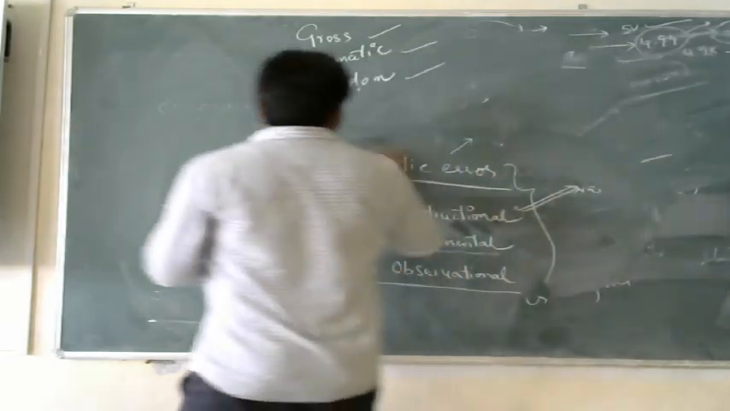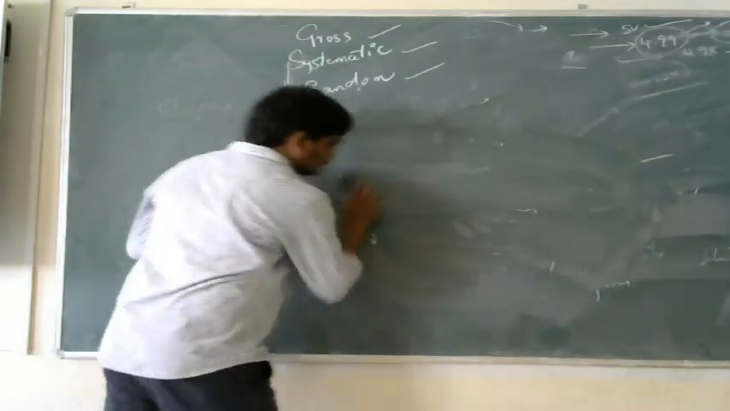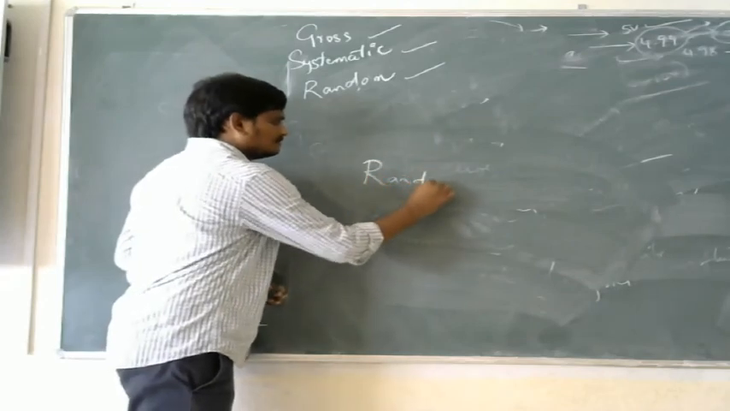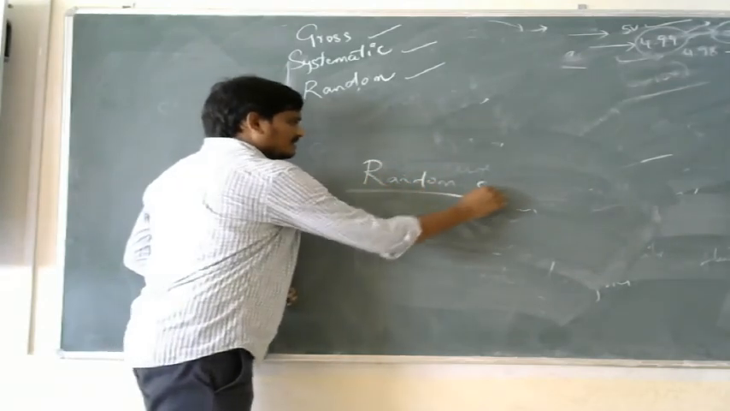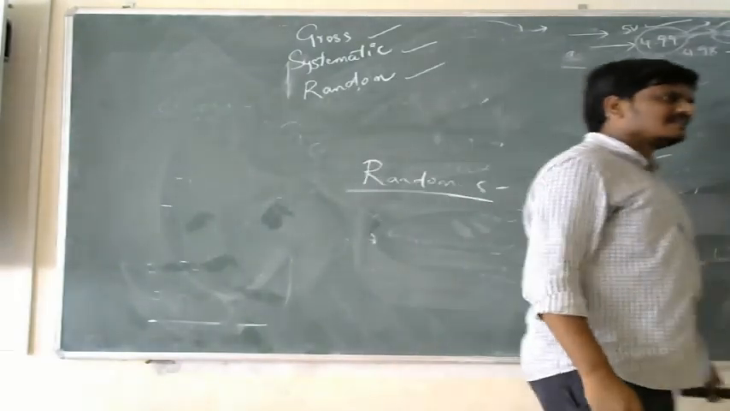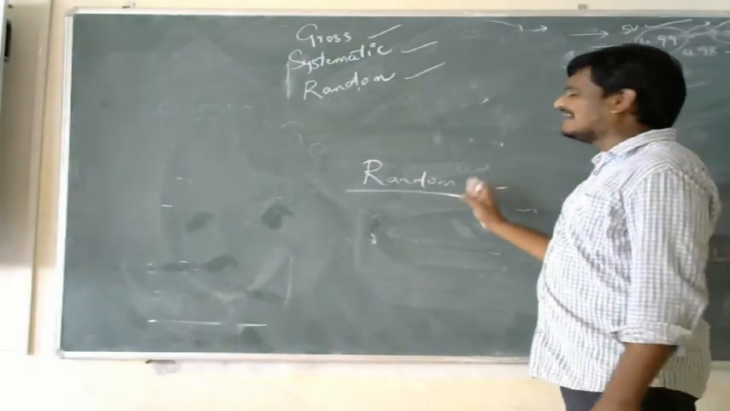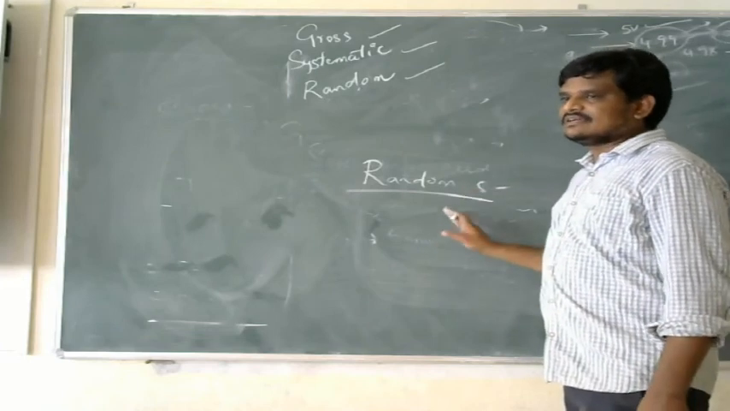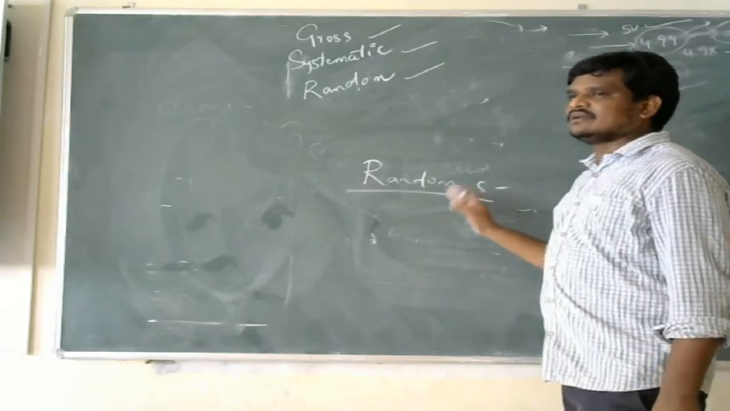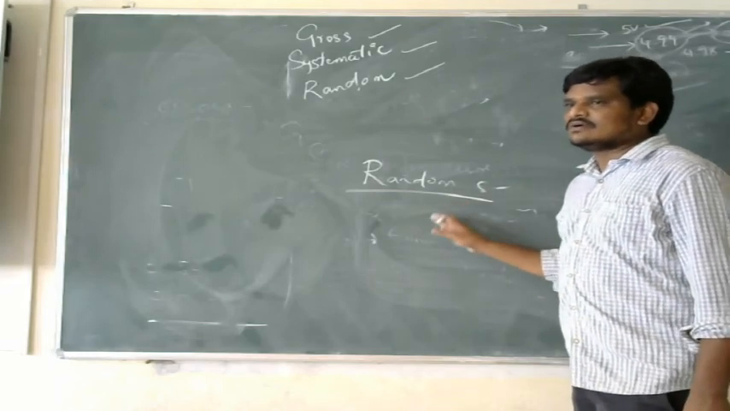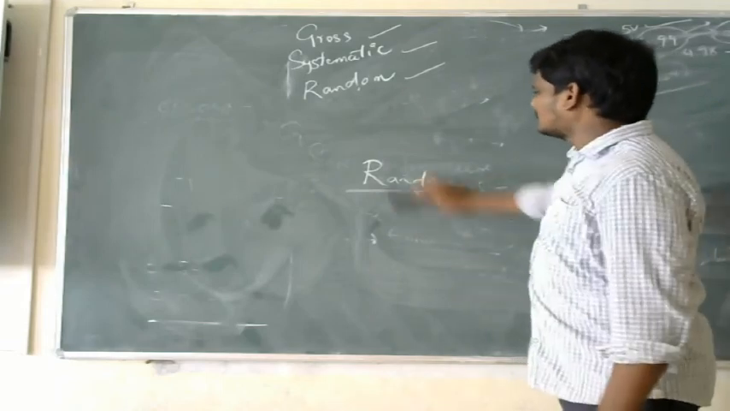Now coming to the next type, random errors. The name itself indicates that these random errors are mainly due to noise and other effects. These are unintentional errors, caused by noise and also due to other sound effects. So this is the classification of errors.